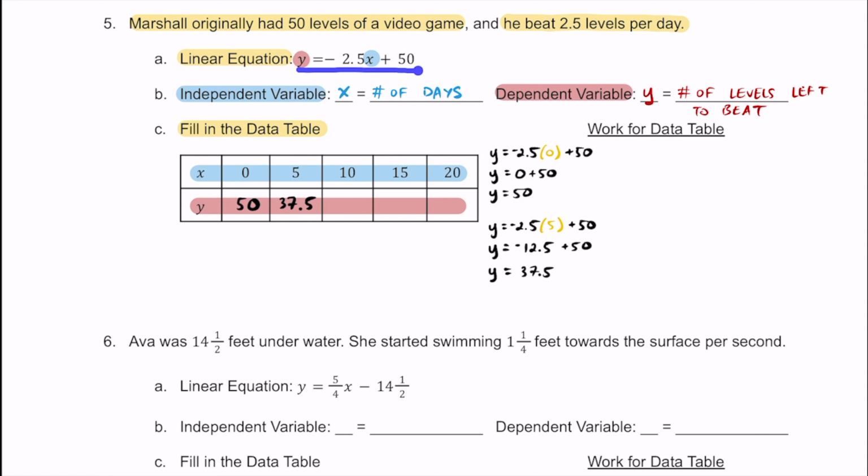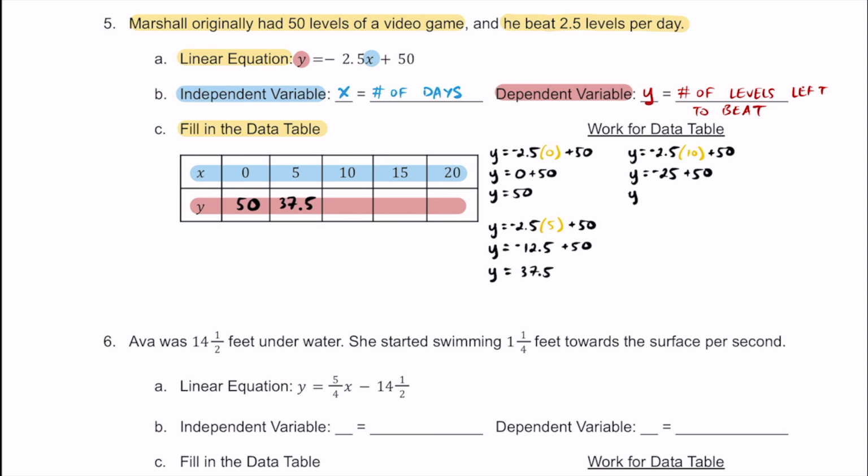Next, let's take this equation here and say x is going to be 10. So let's go ahead and substitute that into the equation. So if 10 days go by, y is equal to negative 2.5 multiplied by 10 days going by, and then add 50. Negative 2.5 times 10 is going to be negative 25. So that means he beats 25 levels.